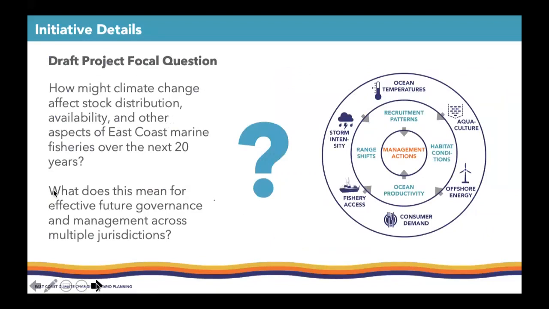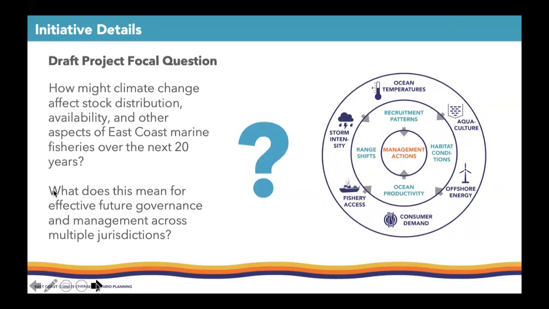In this case, for our project here, we're going to be asking the question, how might climate change affect stock distribution, availability, and other aspects of East Coast marine fisheries over the next 20 years? And then what does that mean for effective future governance and management across multiple jurisdictions?